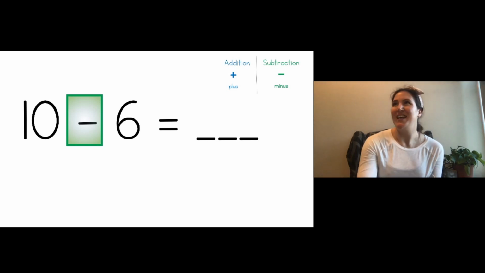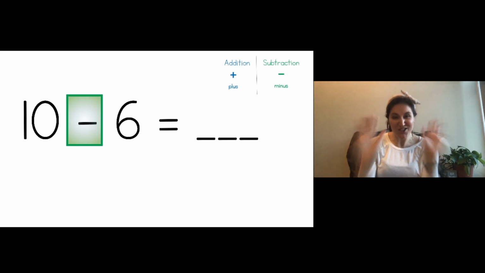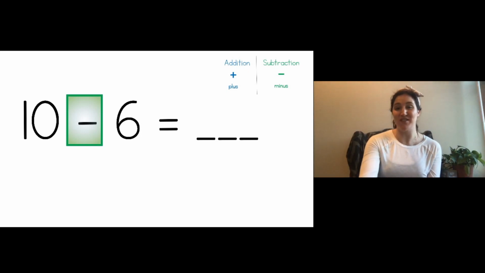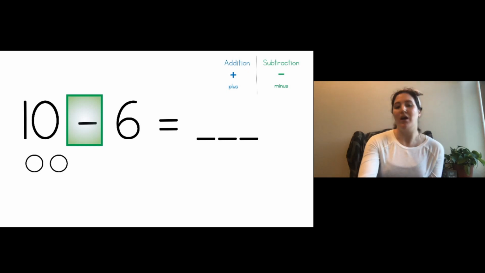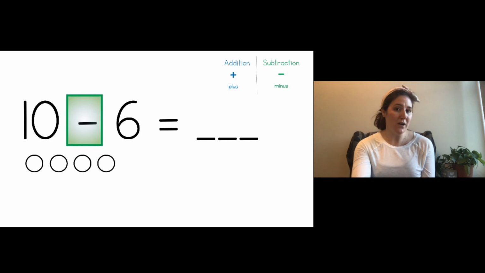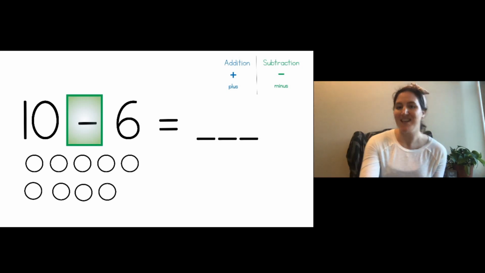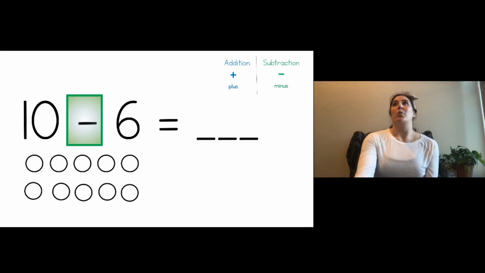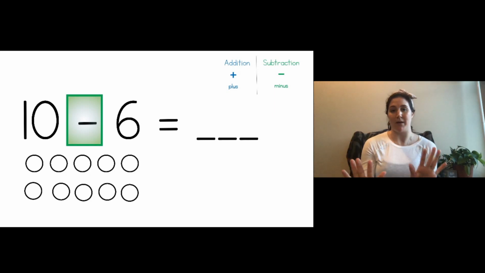Okay, so if it's 10 minus 6 equals, what number do we draw first? 10. We need to draw 10 circles. Okay, draw 10 circles at the same time with me. 1, 2, 3, 4, 5, 6, 7, 8, 9, 10. Woof, that's a lot of circles. So you should have 10 circles on your piece of paper.